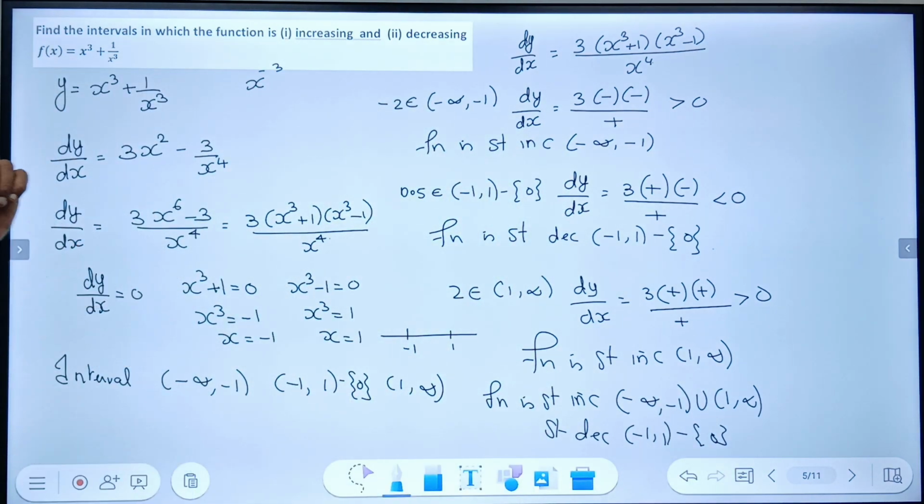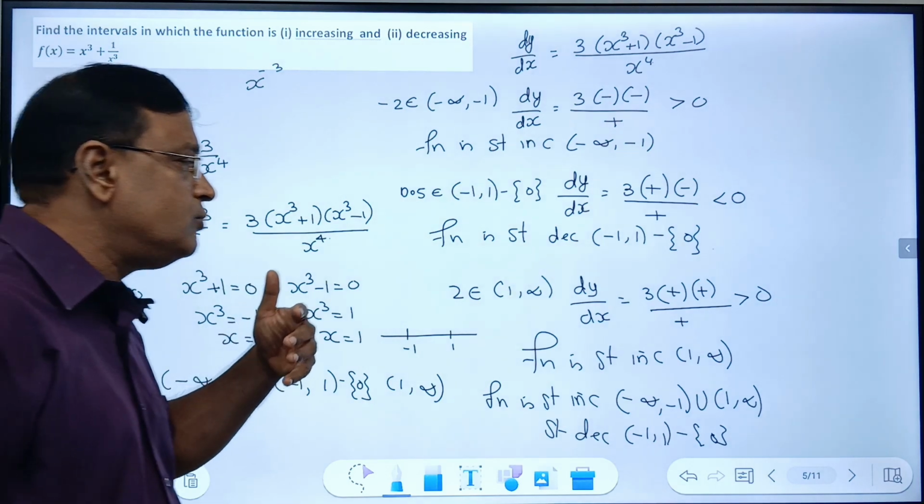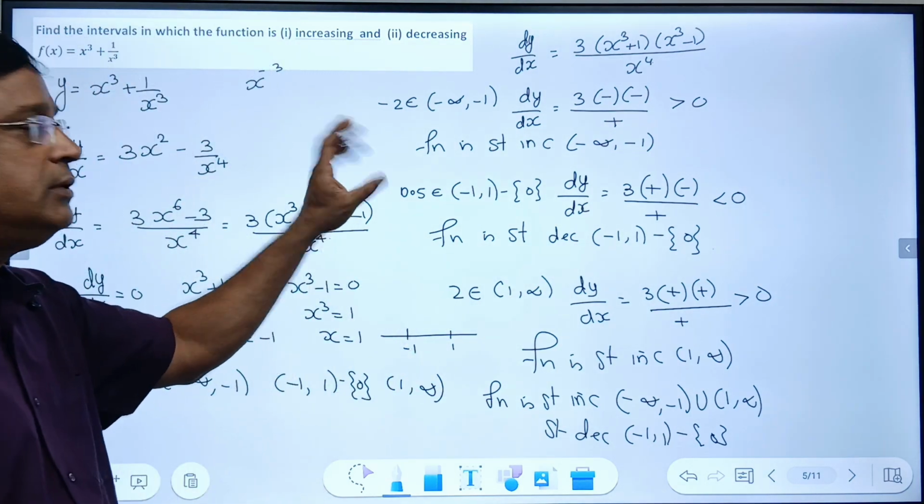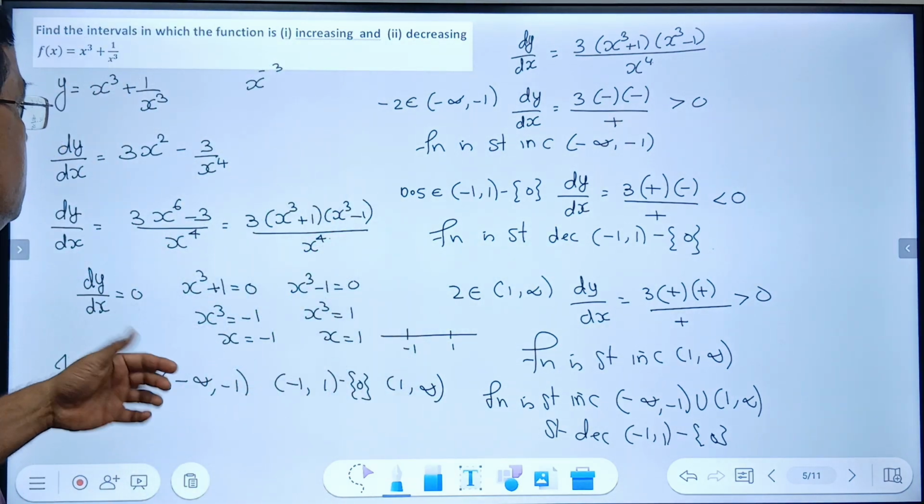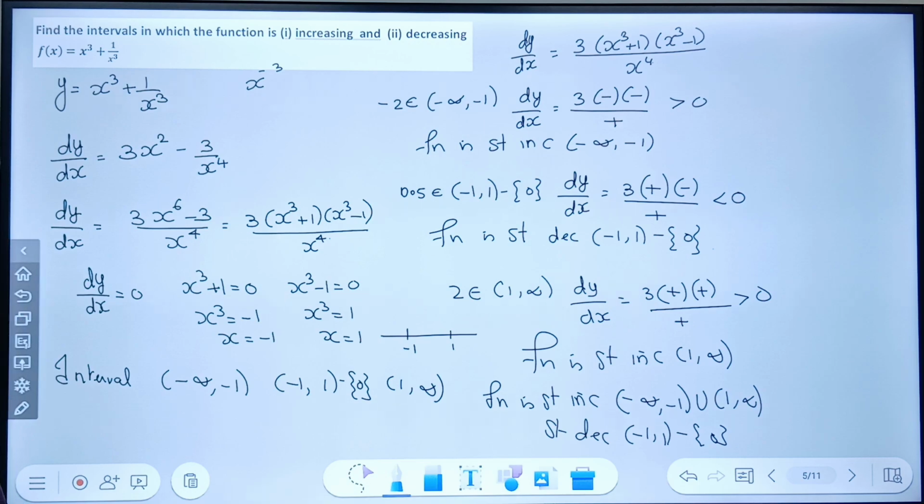So the method is the same. There's no change at all. Only thing is the function is different, and you have to be very careful with your calculations. So let's have a look at it using GeoGebra.